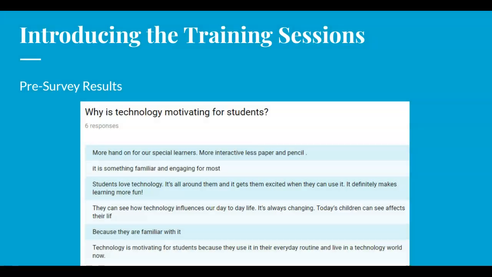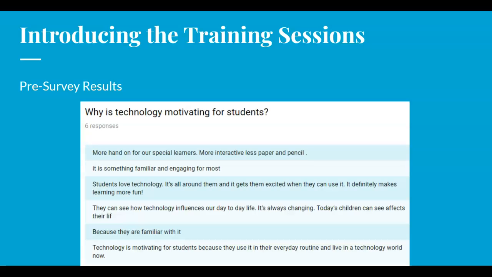I also wanted us to keep in mind why technology is so motivating, why we want to utilize it in instruction. And the responses I received were that it is more hands-on, especially for special needs learners. It's more interactive and engaging. Students love to use it.